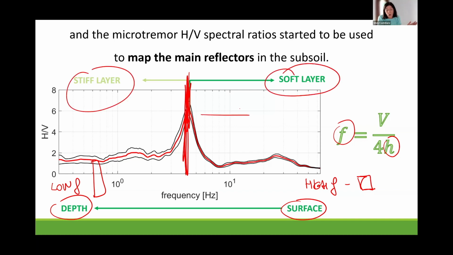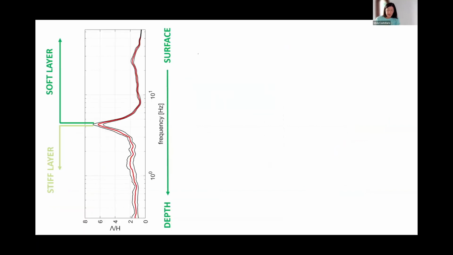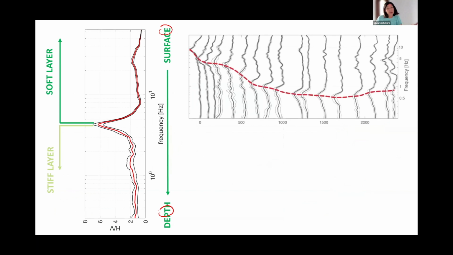Because the resonance occurs in something soft, which is constrained by something stiffer. So if we rotate this picture counterclockwise, I rotated it so that we have the shallow features on the top and the deep features on the bottom. And imagine that you don't take only one H/V curve, you take several H/V curves. Then if you're lucky, you can map something.